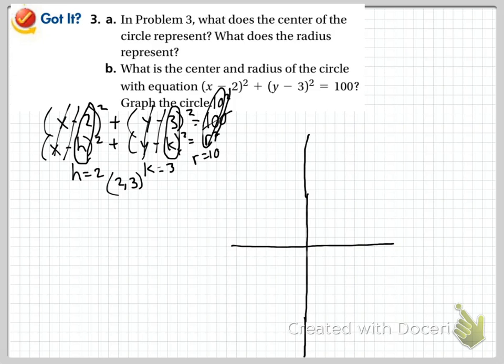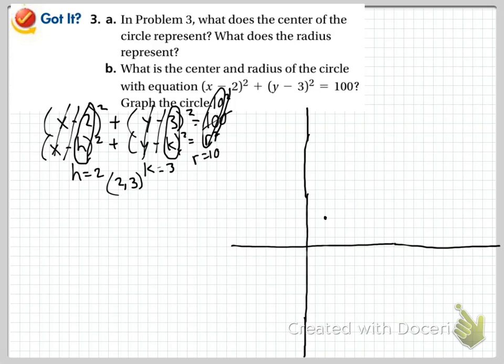So I'm going to suggest you do it a little bit different than the book does it, okay? They want you to use a compass. We don't use compasses, and I don't think you're going to be carrying a compass. So first put your center at 2, 3. Okay, so there's my center. And now if I have a radius of 10, I'm going to count up 10 from the center, put a dot. I'm going to count down 10 from the center, put a dot. I'm going to count left 10 from the center, put a dot. I'm going to count right 10 from the center, put a dot.